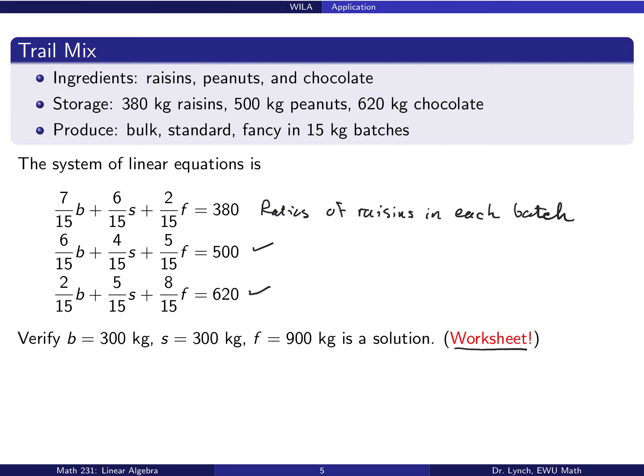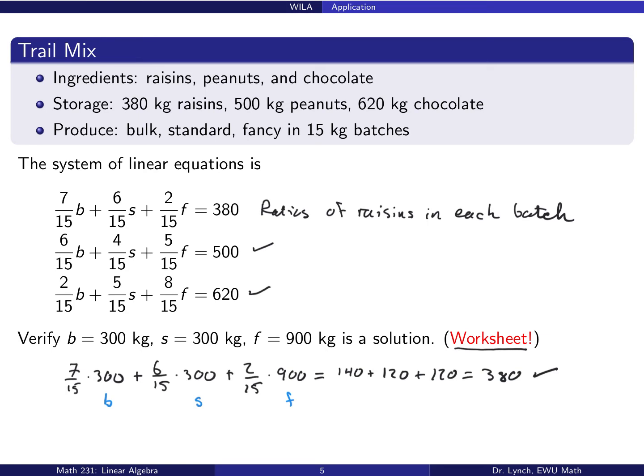I'll go ahead and just illustrate the first one, and then I'll leave it to you to do the other two. So we see that when B is 300, S is 300, and F is 900, this sort of simple linear calculation gives us 380. So we see that the ratio of raisins is satisfied in each batch. And the same thing is true for the equation for peanuts and chocolate as well.